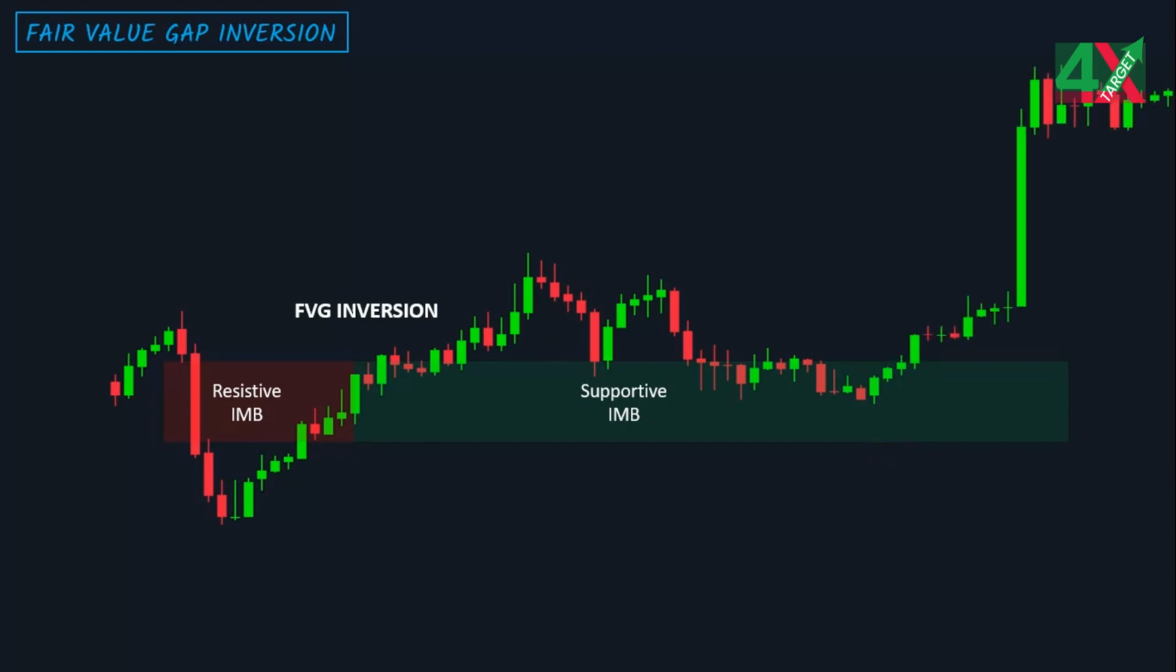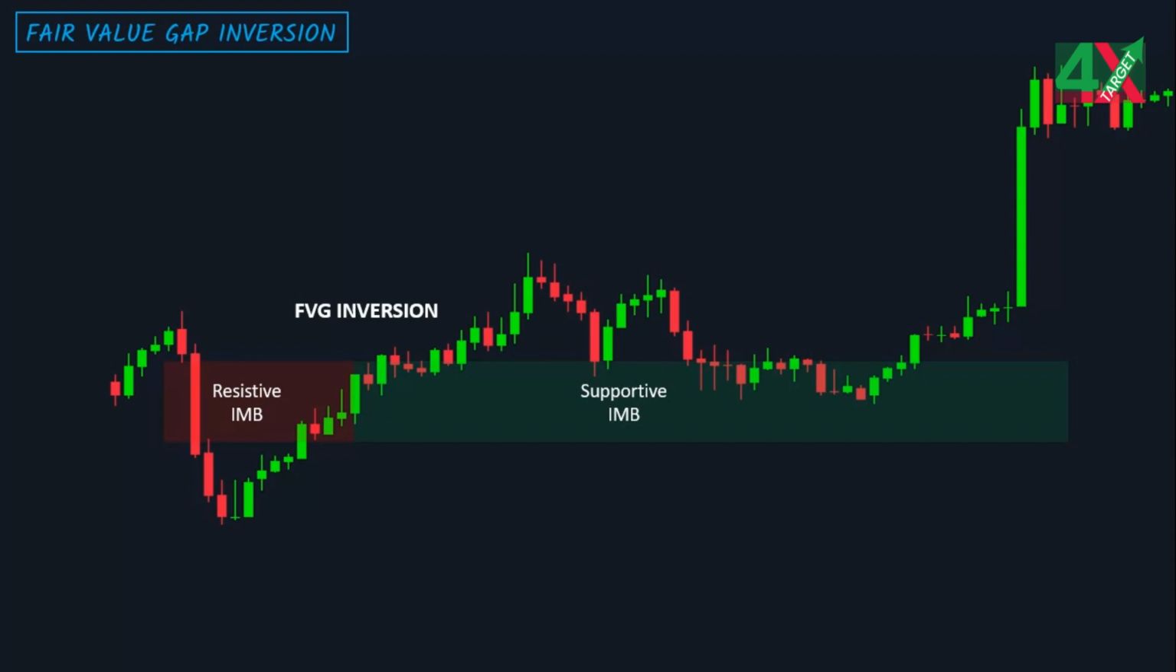A fair value gap inversion occurs when price breaks through an existing imbalance and then later retests that same area from the opposite side. In other words, the market flips the purpose of that imbalance. A bullish fair value gap, once violated, can act as bearish resistance. A bearish FVG, once broken, can turn into bullish support. This inversion represents a shift in market intent, the point where smart money transitions from one side of the market to the other. It tells us that the orders which once drove the imbalance have now been fully mitigated, and the market is using that area to engineer liquidity in the opposite direction.